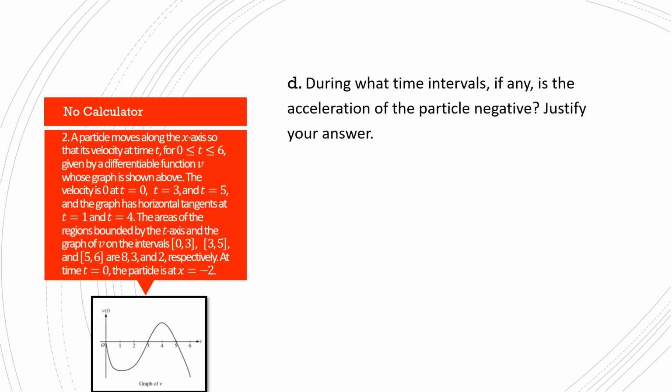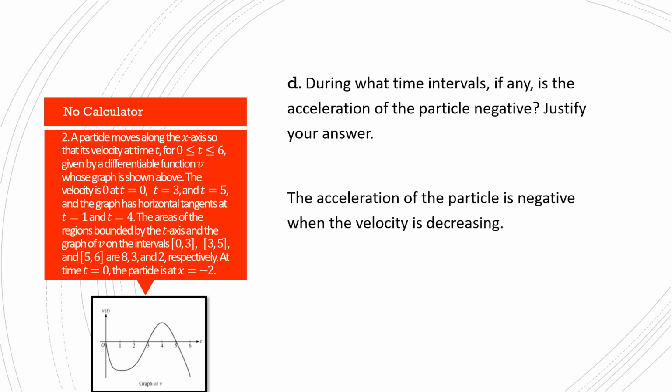All right, so our last question for question 2 says, during what time intervals, if any, is the acceleration of the particle negative? Make sure you justify your answer. So here I know that the acceleration of the particle is negative when the velocity is decreasing. And from the graph, I can tell that my acceleration is going to be less than 0 from 0 to 1 and 4 to 6 because my velocity is decreasing.